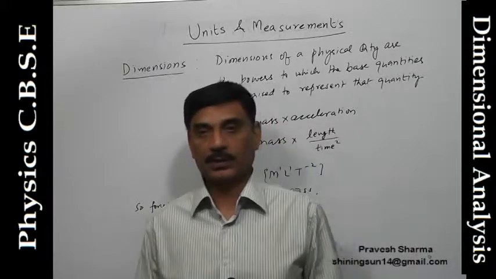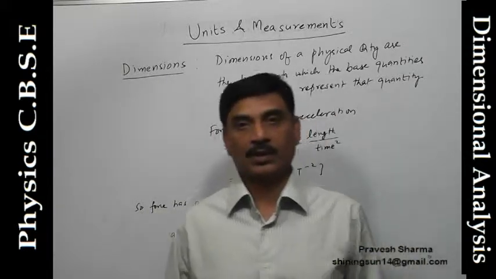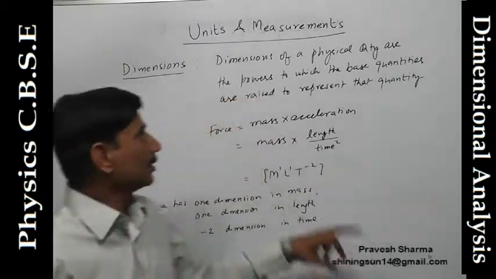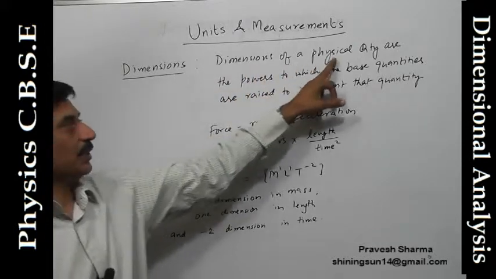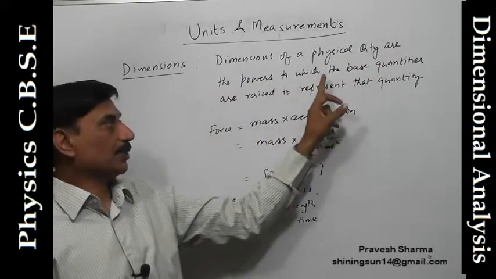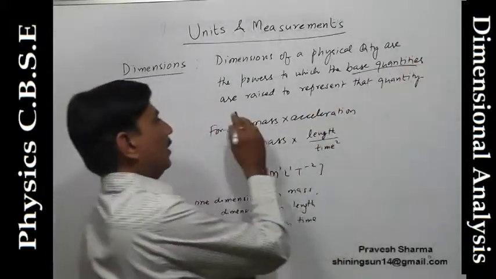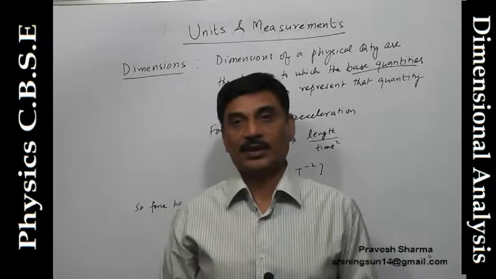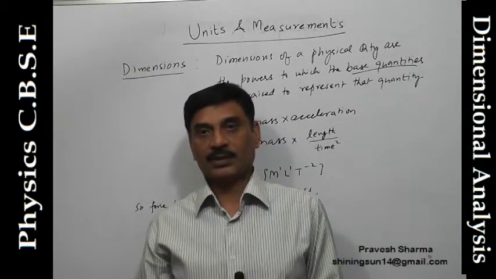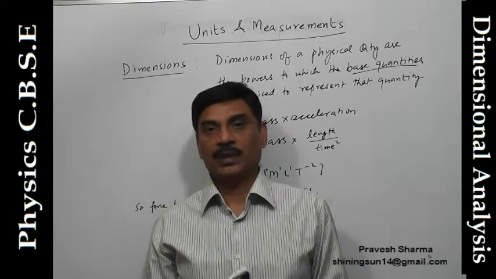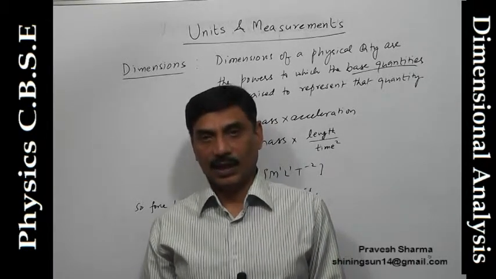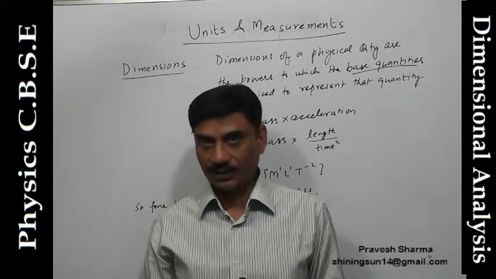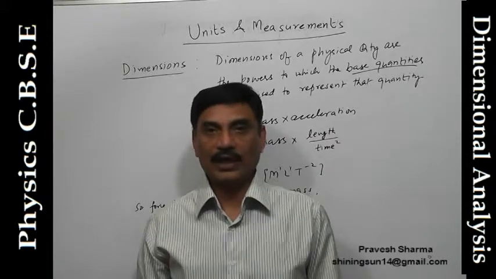Now we move further in this chapter of units and measurements, and let's understand dimensions. The definition of dimensions is: dimensions of a physical quantity are the powers to which the base quantities are raised to represent that quantity. What are base quantities? We have done. So the base quantities are mass, length, time, temperature, current, amount of substance, luminous intensity, right? These 7 quantities we have done.